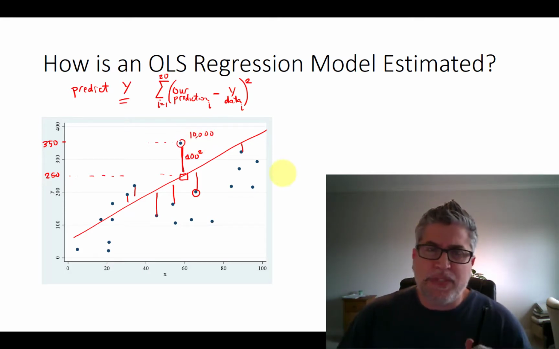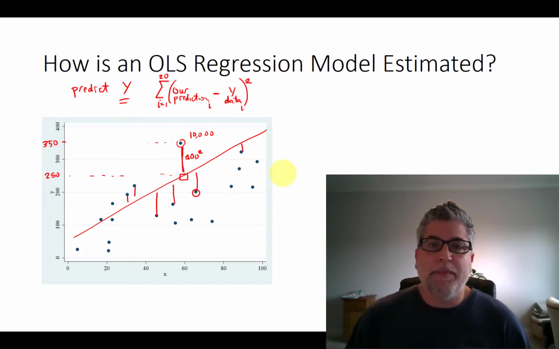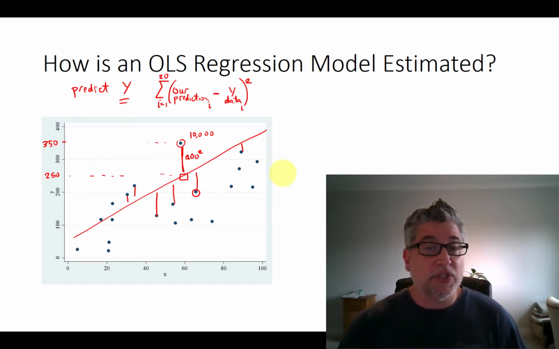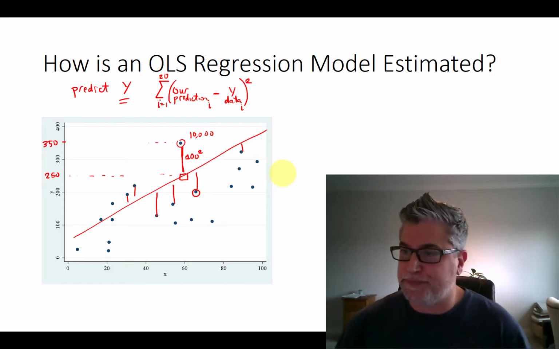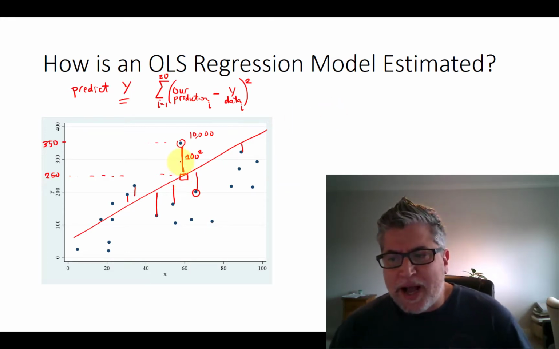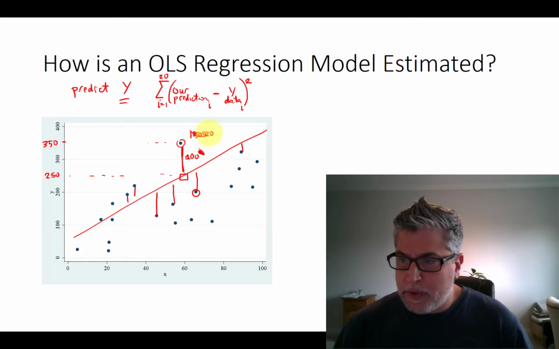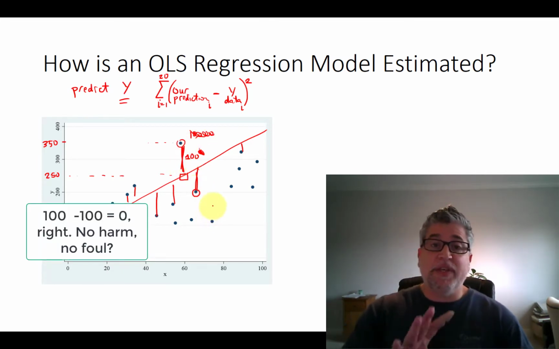Now, why do we square it? Now, there's a lot of historical reasons for that, but I think there's two functional reasons for why we would square these what are called residuals, or these errors. One is, I want to treat an error like an error. I don't want to just say, well, we had a 100 error here and a negative 100 error here, so everything is perfect.